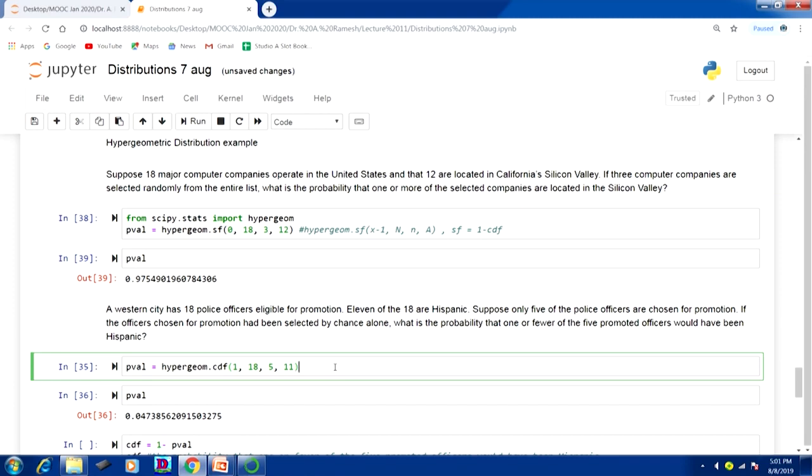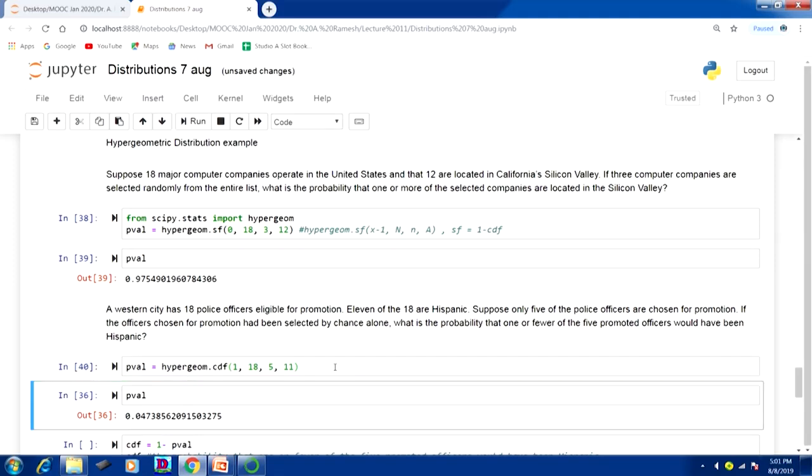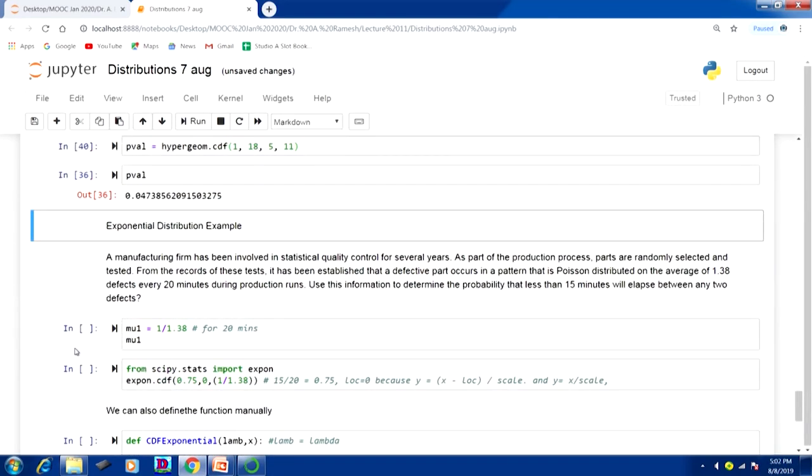So, here we have to find the cumulative probability. The formula for finding the cumulative probability for the hypergeometric function: I am going to save it in the name p value, equal to hypergeom.cdf of 1, then 18 represents the population size, 5 represents the number we are choosing, and 11 represents the number of successes in the population. When you run this you get 0.04738.